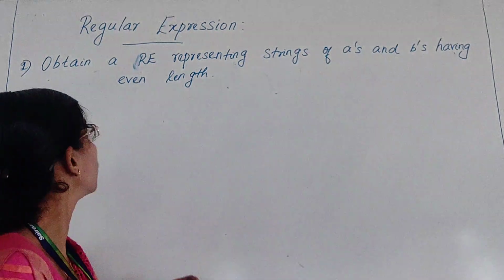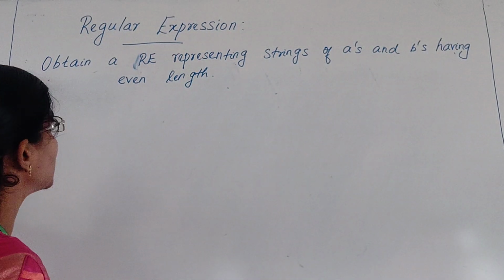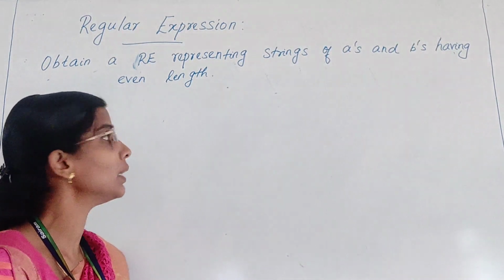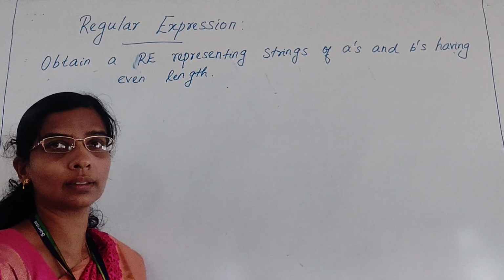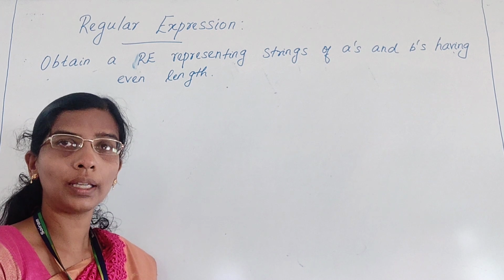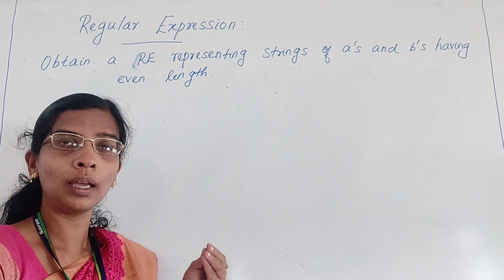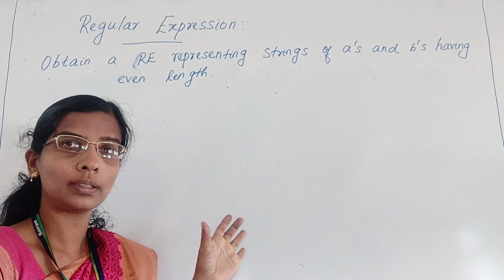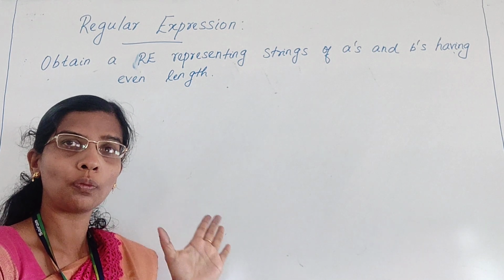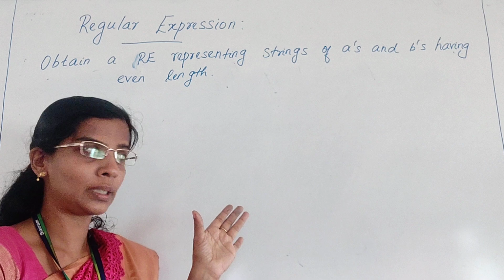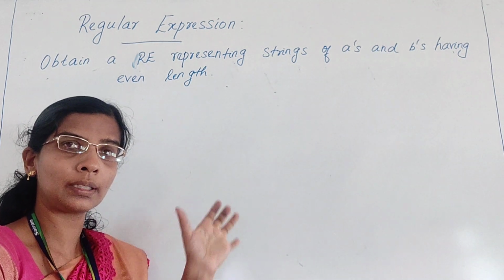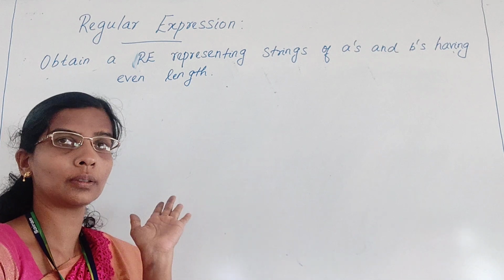Students, we will discuss one more sum. Obtain a regular expression representing strings of A's and B's having even length. Right? Having even length. So what is the meaning? The length of my string should be even. It can be 2, 4, 6. The length can be 2, it can be 4, it can be 6. It should be of even length.